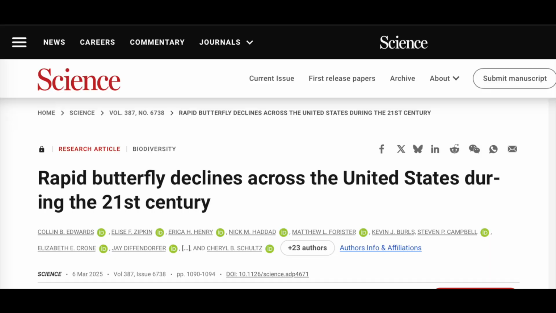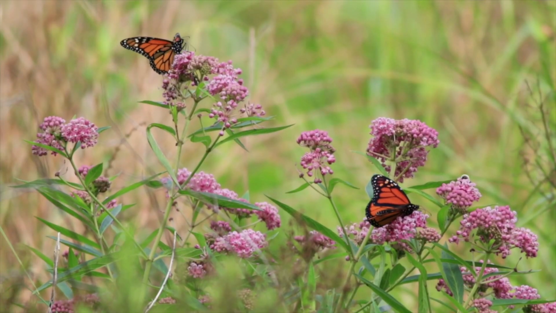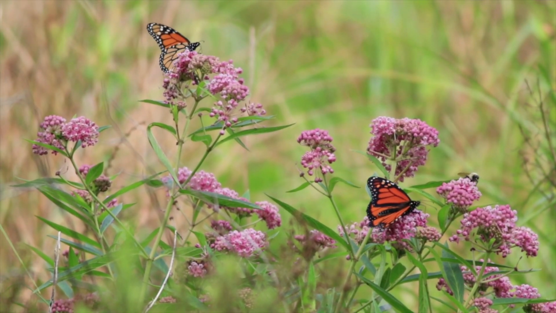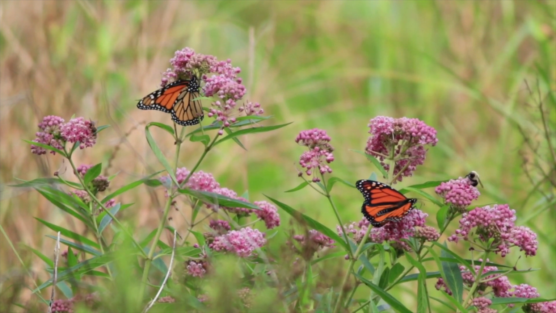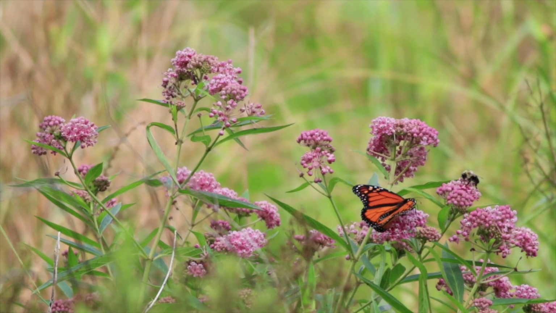Over the last few days, a new article out of the journal Science, the most preeminent science journal in the United States, came out with a publication stating that the butterfly populations in North America have declined by over 22% since the year 2000. That's over a 1% decline every single year, mainly due to three factors: increased use of insecticides, habitat loss, and irregular weather patterns. All three of those have combined to create a less hospitable area for butterflies in North America.